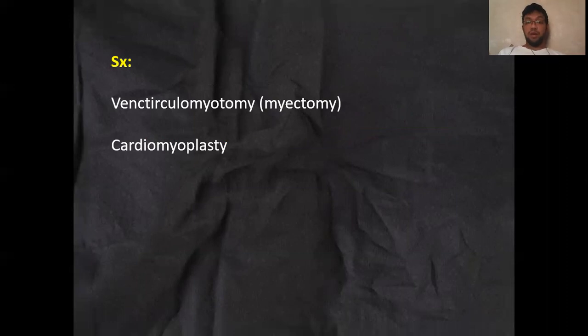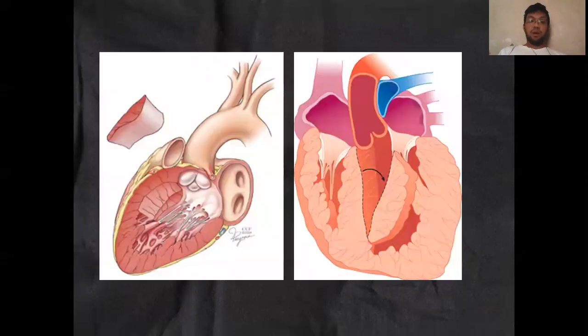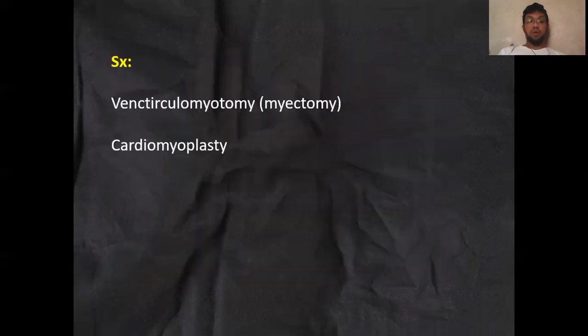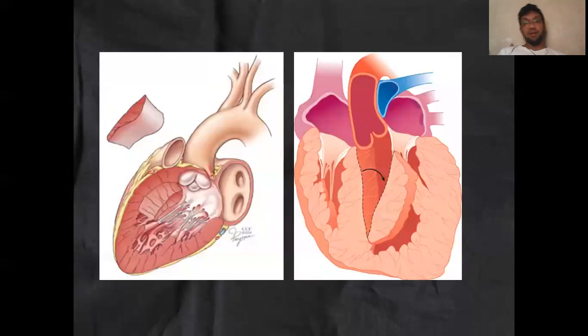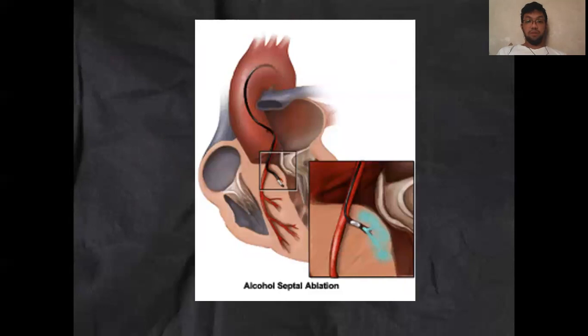Ventriculomyotomy or myectomy is going to be done. What they are going to do there is to incise that thickened cardiac muscle in order to treat this disease, and or cardiomyoplasty. They're going to repair the thickened cardiac muscle.